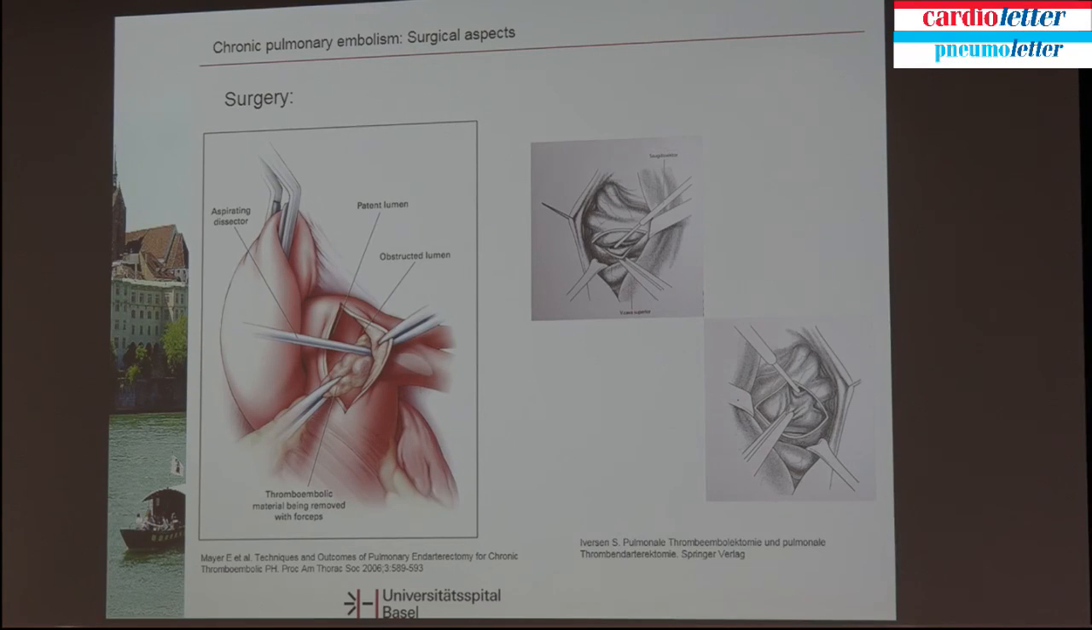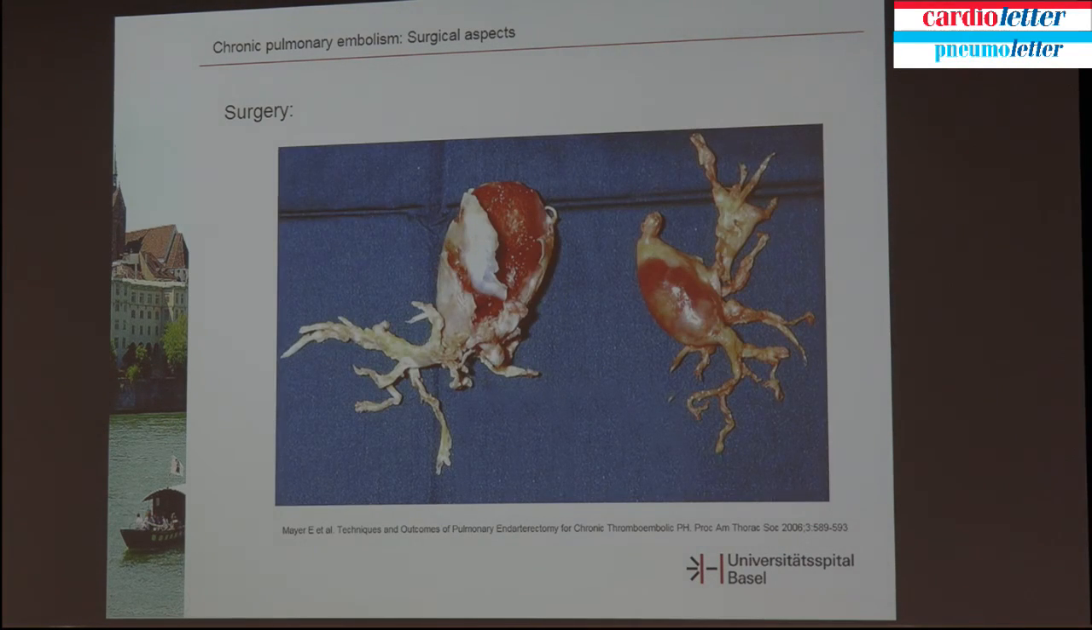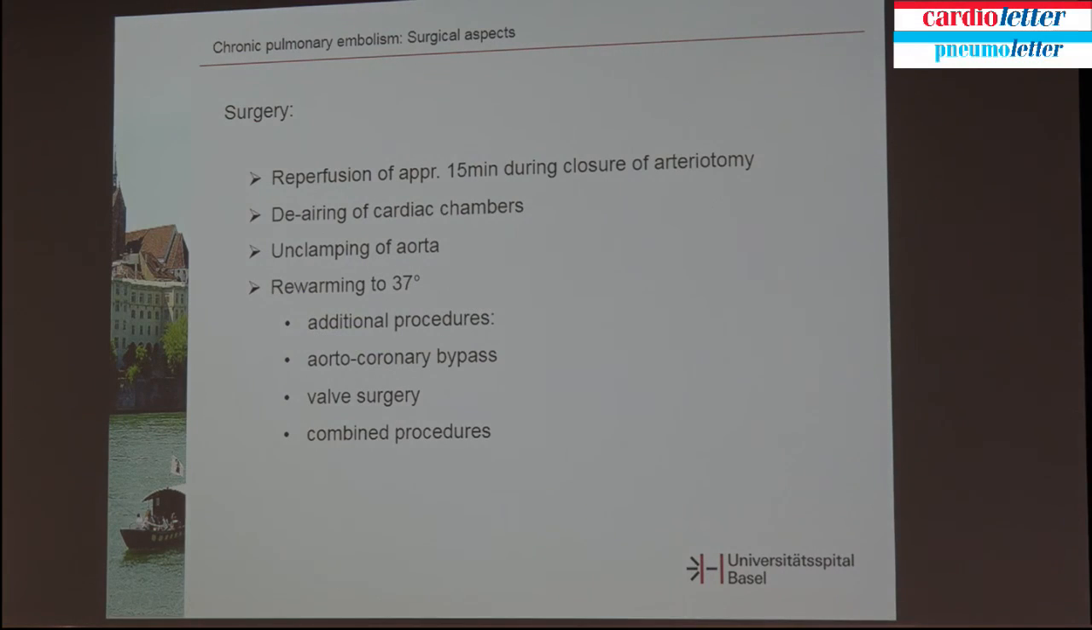You start on the left side with an incision in the pulmonary trunk, and then you go to the right side. Maybe you have to incise the lower segment of the artery. You have to dissect the caval vein, but this is no problem. And then the most important thing is you have to find the layer in the media to dissect all of the material, and it's not just an embolectomy, you have to do a thromboendarterectomy, and this is how it looks afterwards.